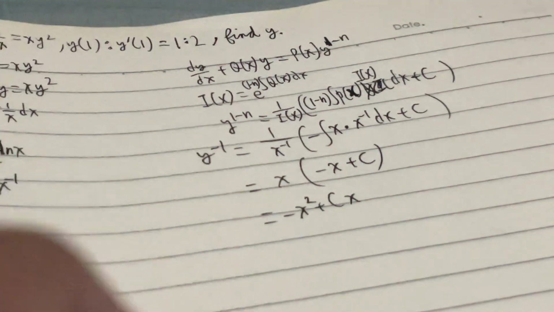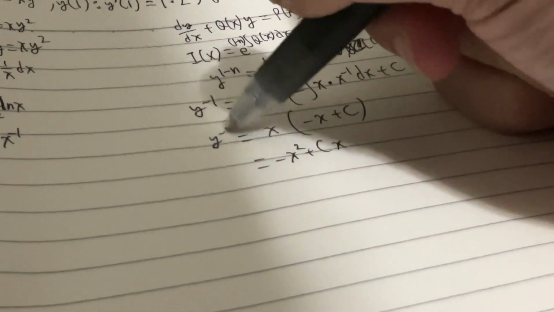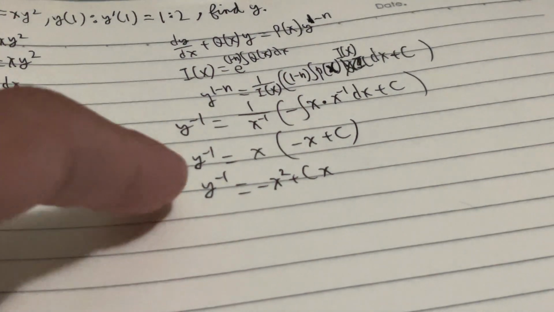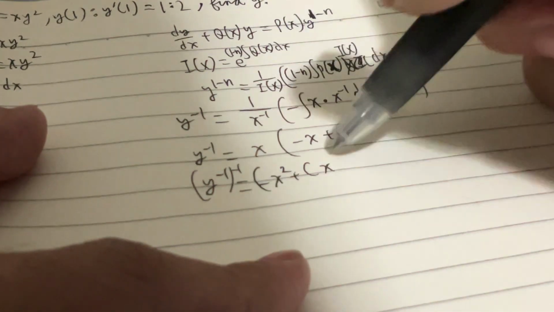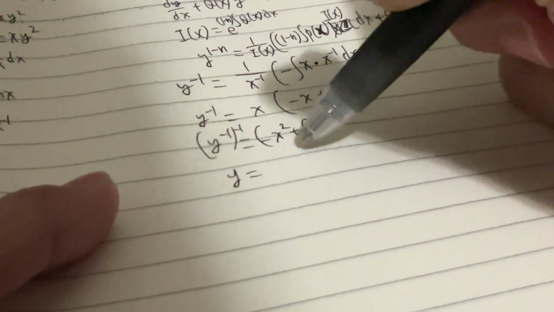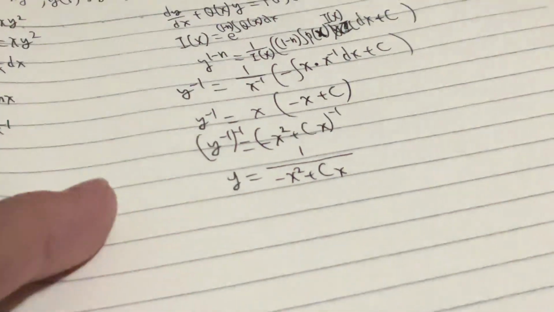We are not done yet because this is just y to the power of negative 1 here. Next, we just need to do the negative 1 power on both sides. Then we can get our y is equal to 1 divided by negative x squared plus cx.